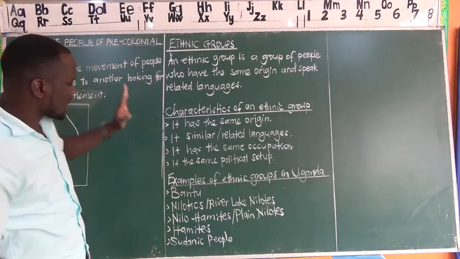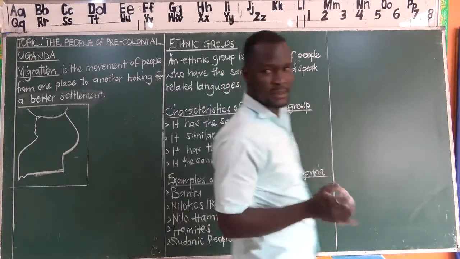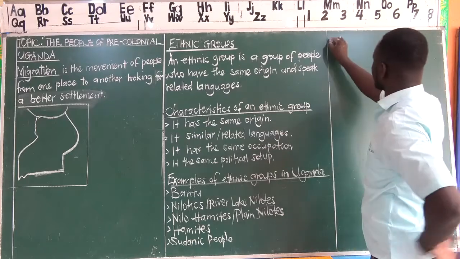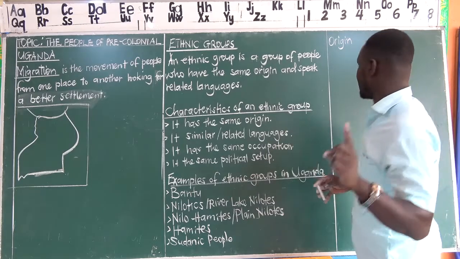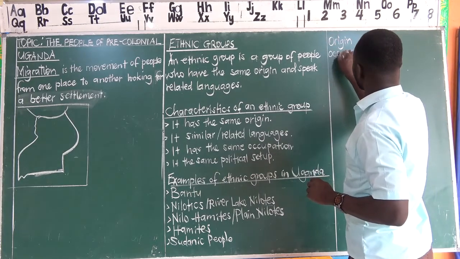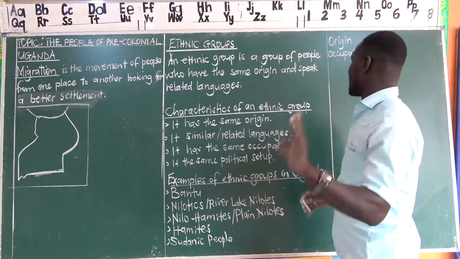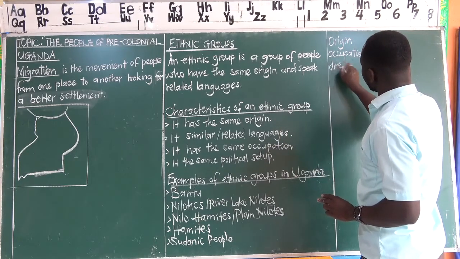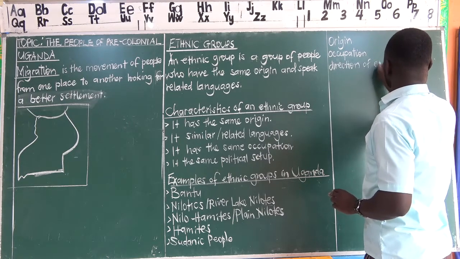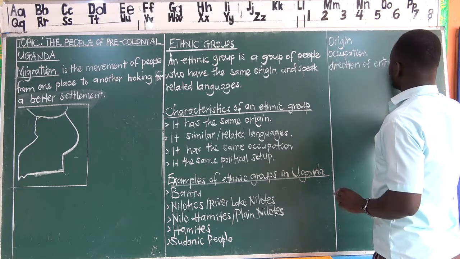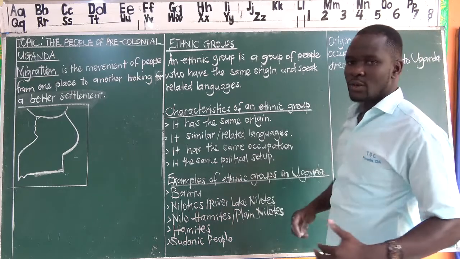There are 4. We are going to look at these ethnic groups one by one, understanding them in detail. And what I want you to note is, number one, we are going to look at the origin of that ethnic group. After understanding the origin, we are going to look at what was the major occupation. That is the second point. The third one, we are going to look at direction of entry. Here we are meaning direction of entry into where? Uganda.